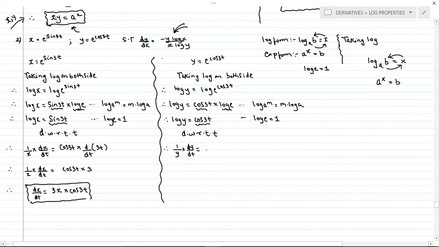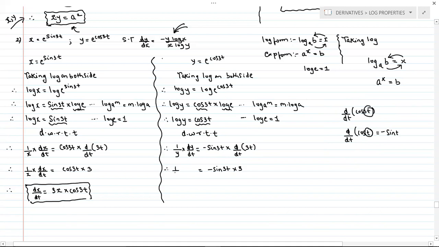Understood? So you will write 1 upon y into dy by dt equals, now we have to find the derivative of cos 3t. Derivative of cos 3t will be what? We don't have the derivative of cos 3t, we have the derivative of cos t only, which is minus sine t. Here clearly t is replaced by some other term, so we have to find the derivative of that part also. So in the next step, this will be minus sine 3t into the 3t derivative. Just now we saw the answer is 3.